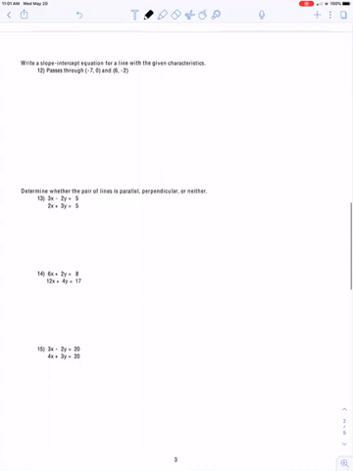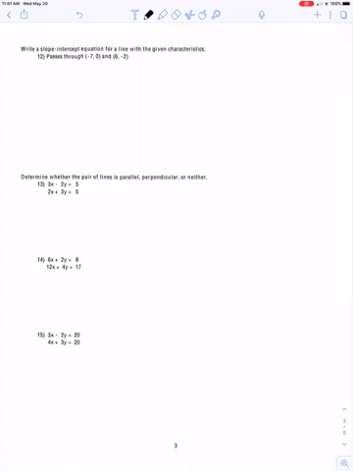All right, let's move on to problem number 12. Let's write a slope-intercept equation for a line with the given characteristics. We're going to find the equation of the line passing through the points (-7, 0) and (6, -2).